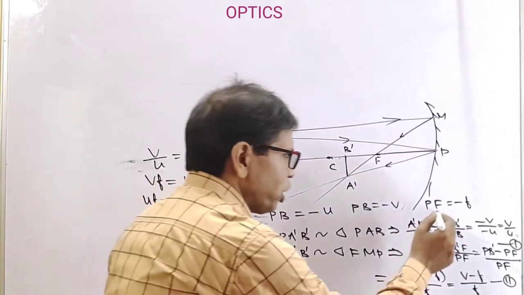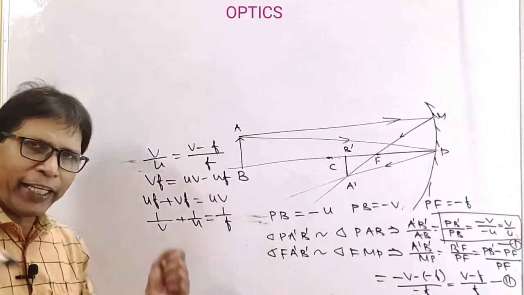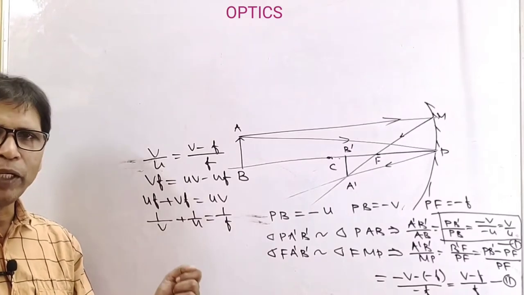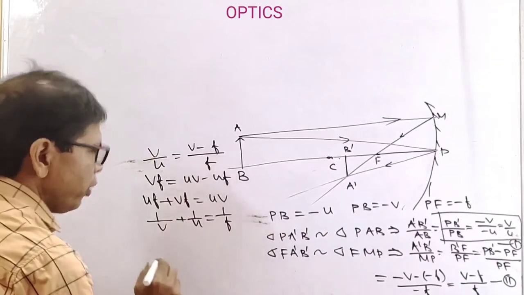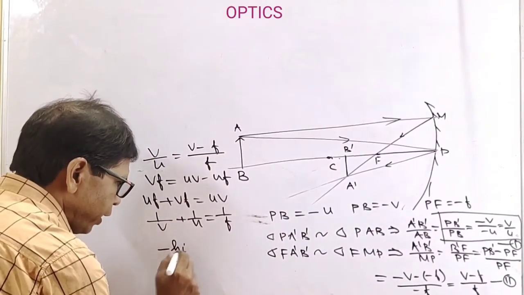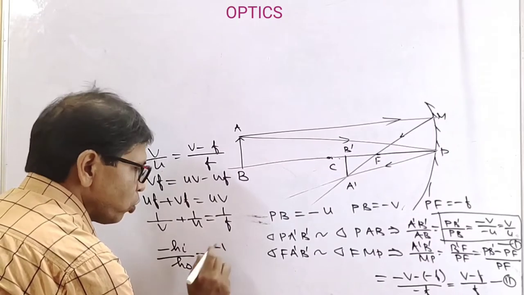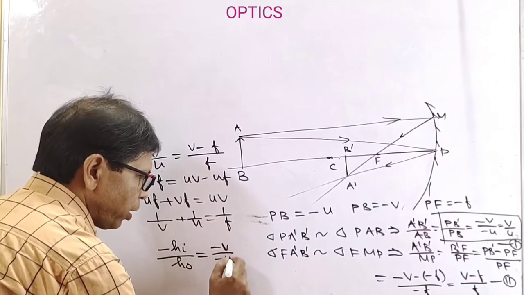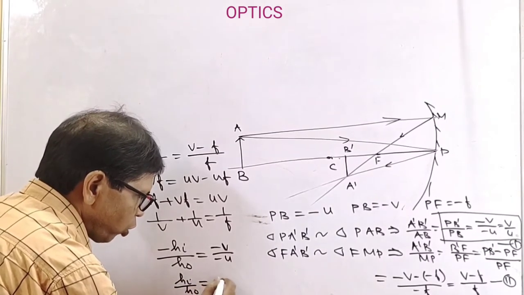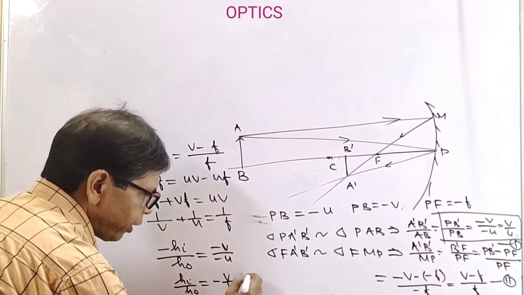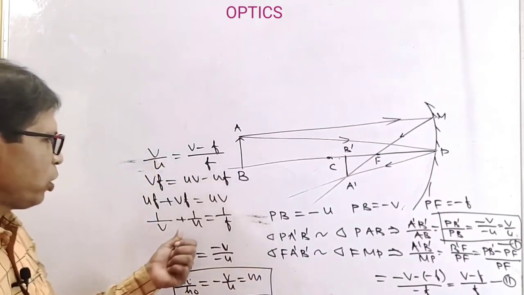Look at this figure. If the height of the object be HO and the height of the image HI, then A'B' is minus HI and AB is HO. So HI by HO equals minus V by U. This is the magnification. Okay, understood?